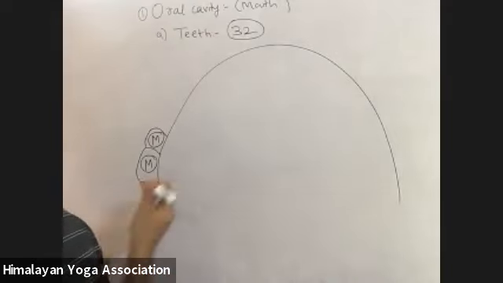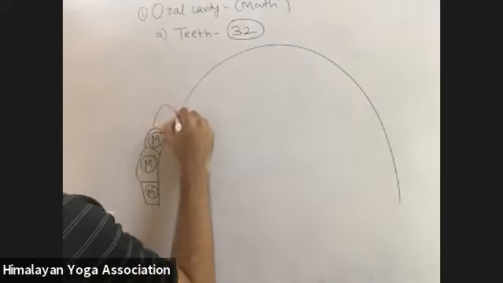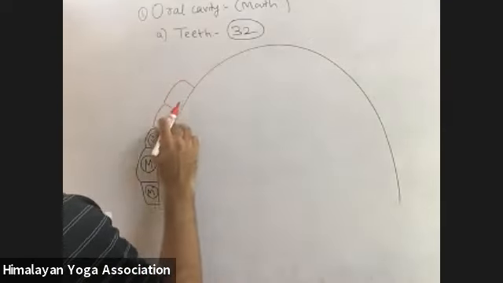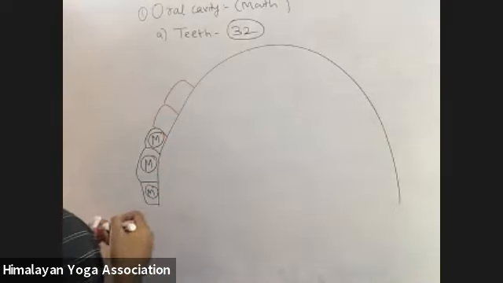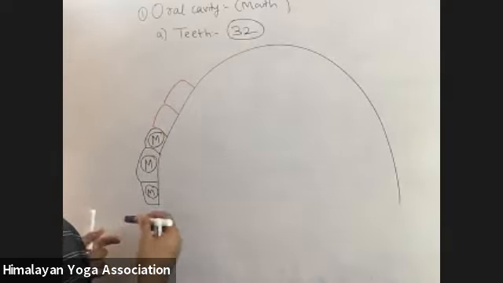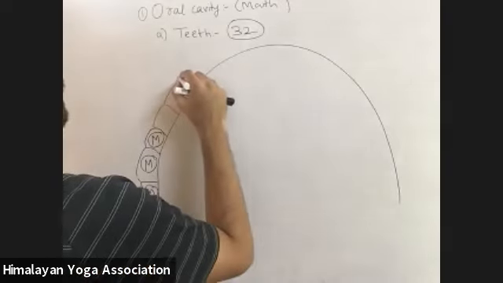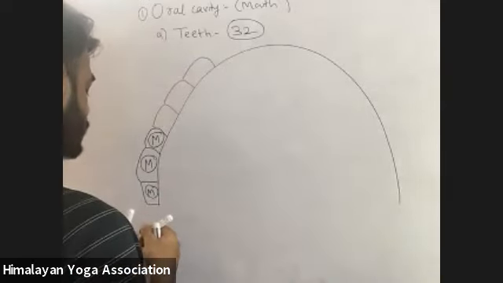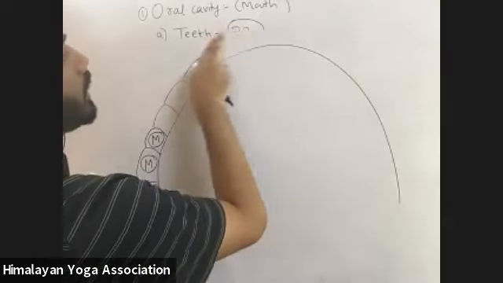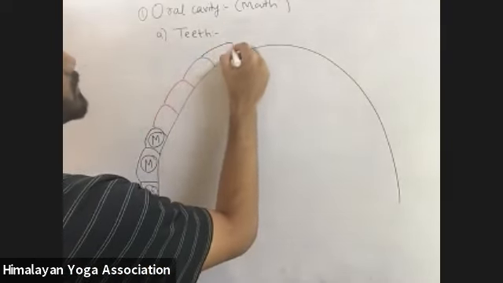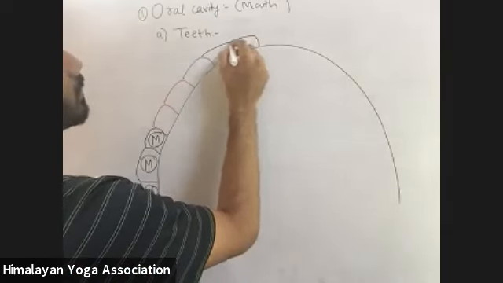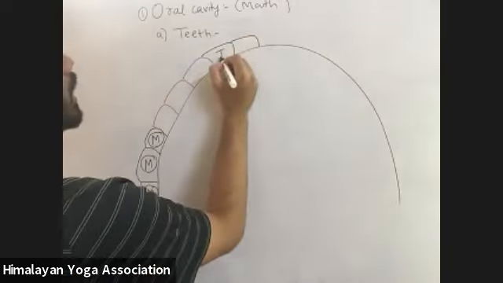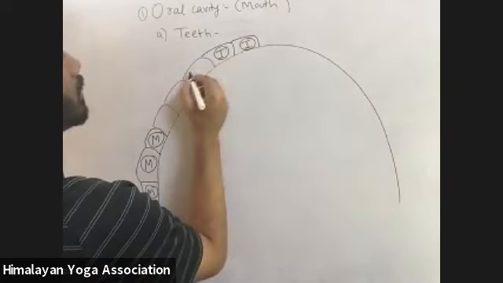Then we'll show some teeth which are known as premolars. Then we have some teeth which are known as canines. And we have some teeth which are known as incisors. So this is I, C, P.